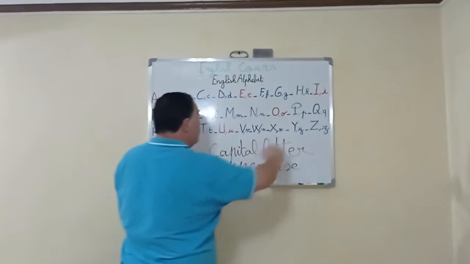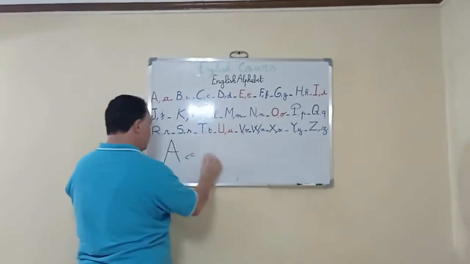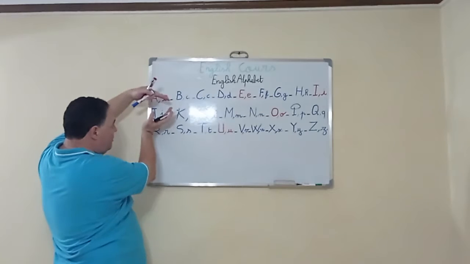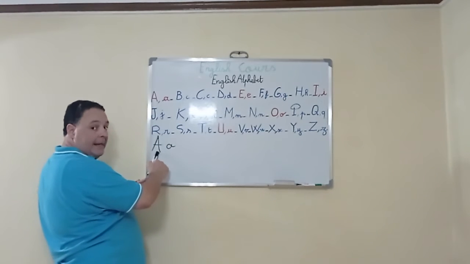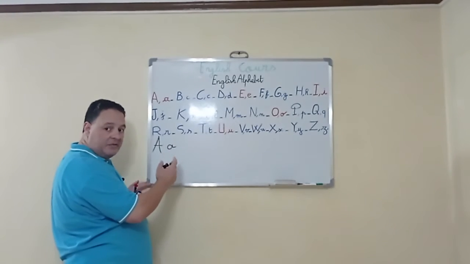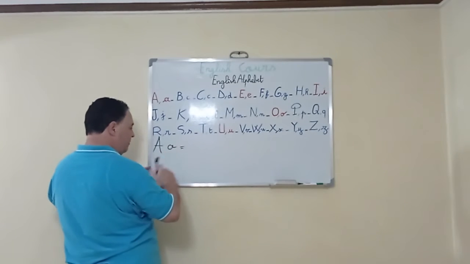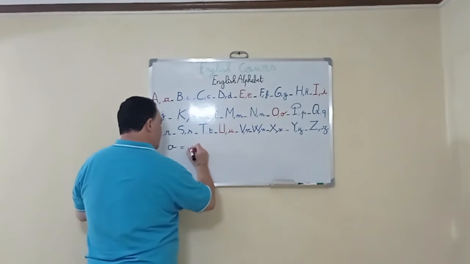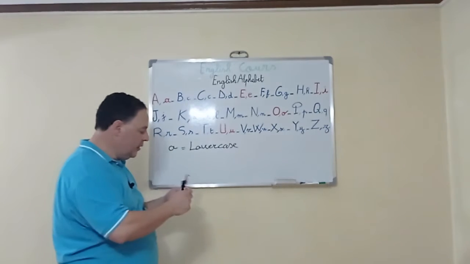The small one, we call lowercase, that means small letter. So, a is a small letter, and A is a big letter. We call the big letter capital letter or uppercase letter, and the small one is called lowercase. It is written like this, the small one. Lowercase letter means it's small. Okay?